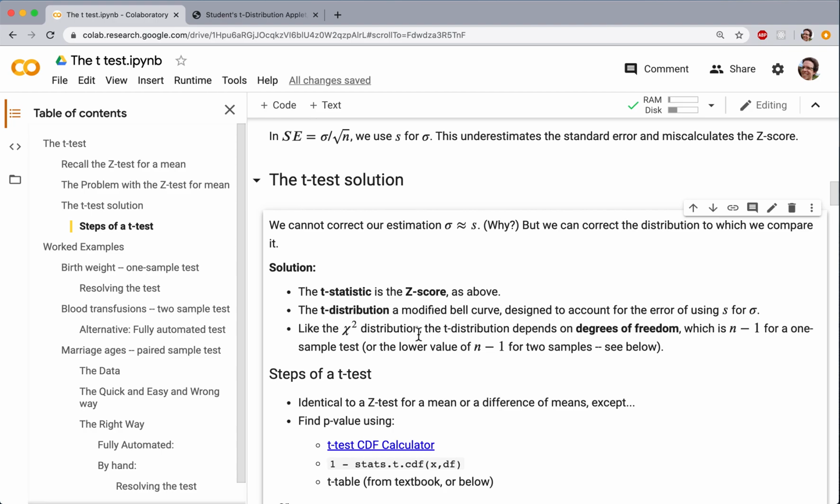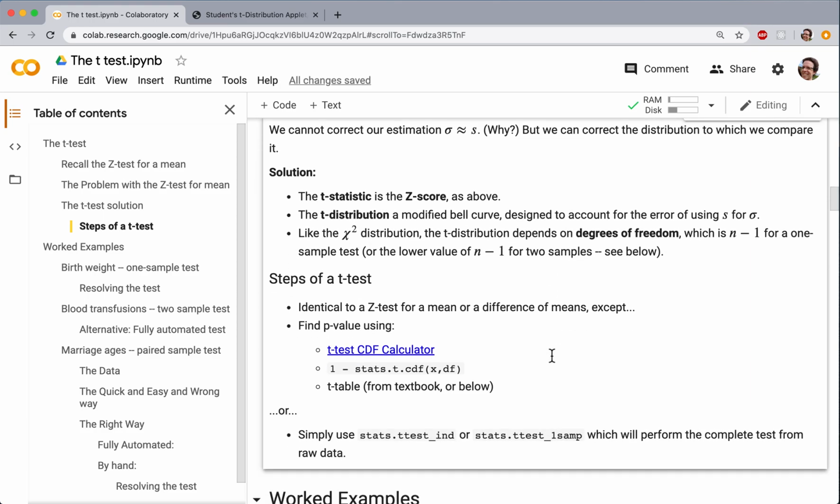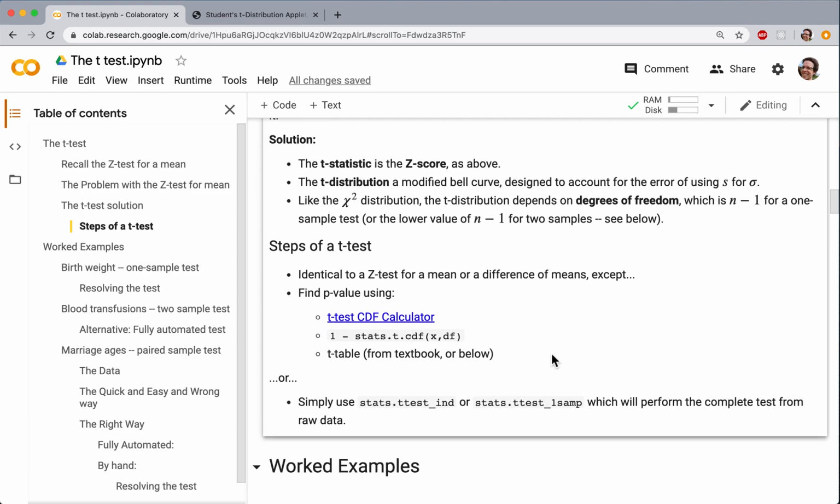So the chi-squared distribution has a degrees of freedom, which depends on how many categories you're measuring. But the t-distribution depends on a degrees of freedom, which is equal to simply n-1, where n is the sample size itself. So if you have 1,000 data points, you have 999 degrees of freedom there. So let's talk about the steps for the t-test in theory, and then we'll do some worked examples.